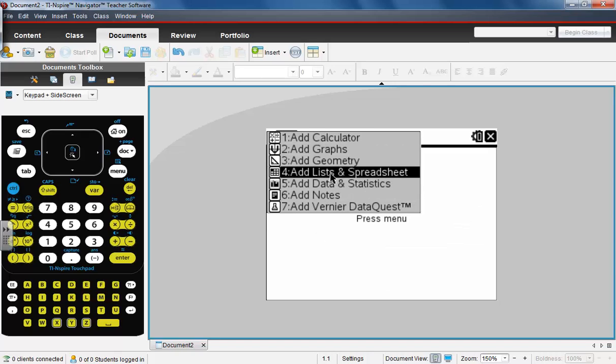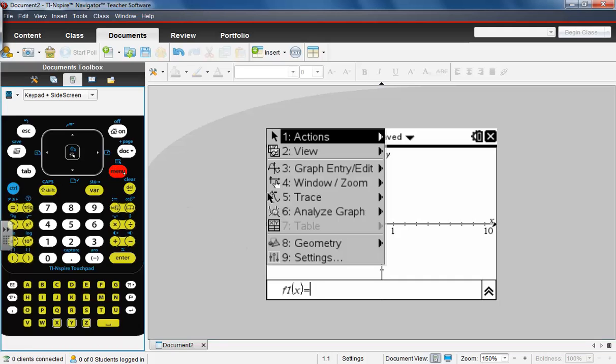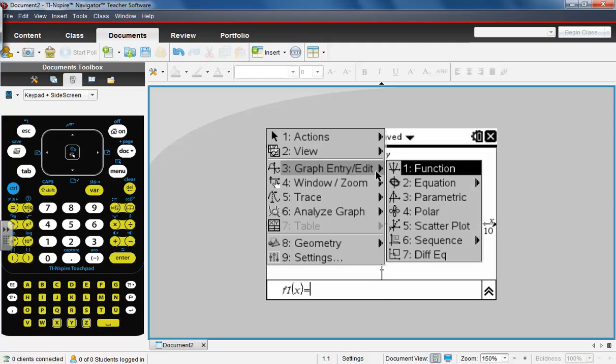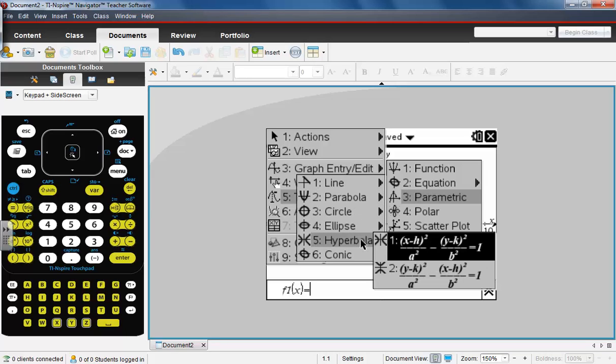So I'm going to clear out anything that's in there, and we're going to go to the graphing page. And for all of my conics, I have to change the way I enter. I have to edit the way I enter my functions. So this is all set to where you're entering a function. I'm actually going to enter an equation with a special template, and so I have my hyperbolas right here.